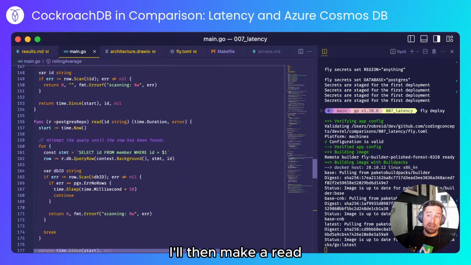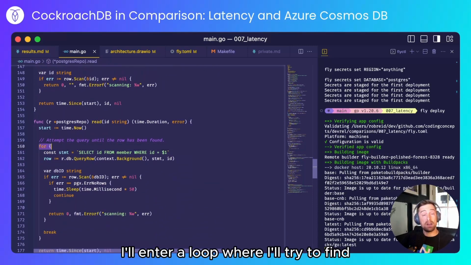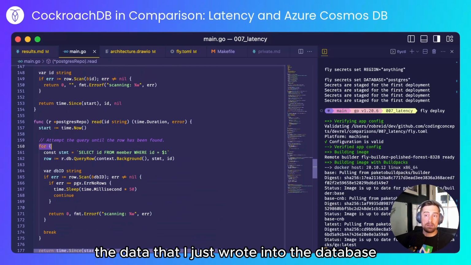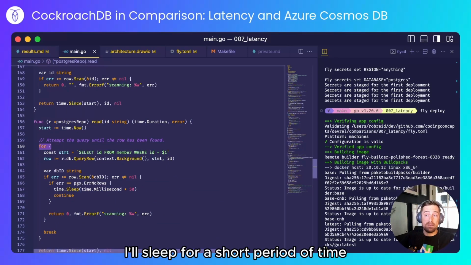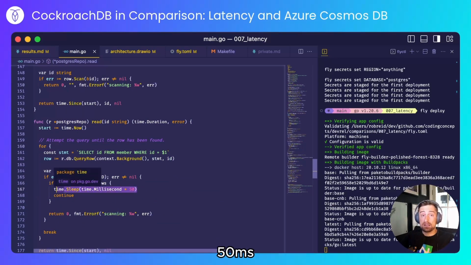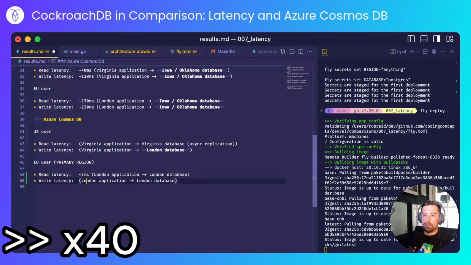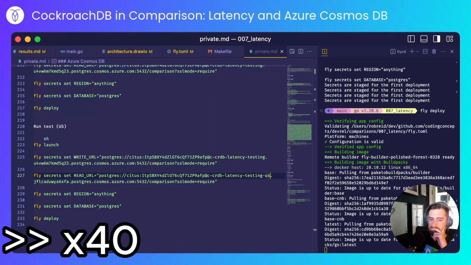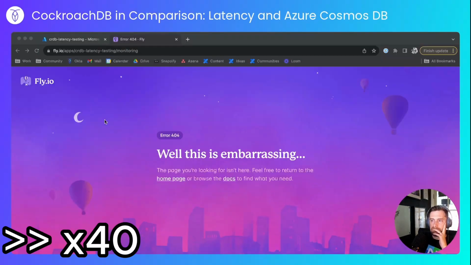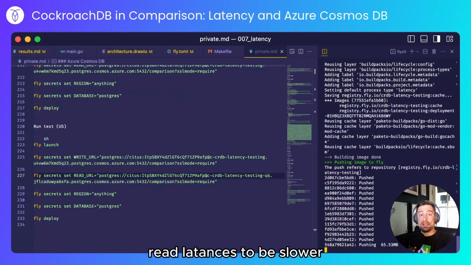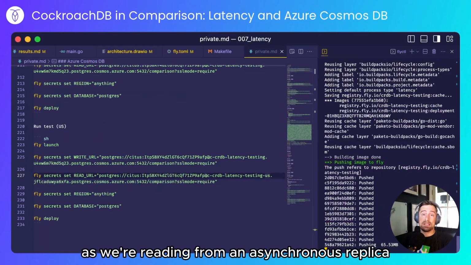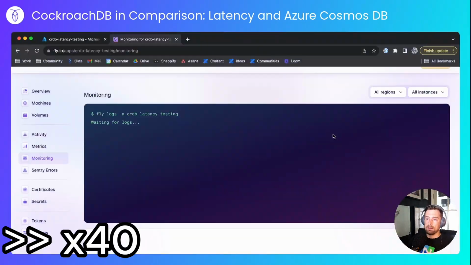I'll write to the database. I'll then make a read. I'll enter a loop where I'll try to find the data that I just wrote into the database. If I don't find it, I'll sleep for a short period of time, 50 milliseconds, and then I'll try again. And I'll keep on sleeping like that until the data is available in the read replica. This time I'd expect read latencies to be slower as we're reading from an asynchronous replica.